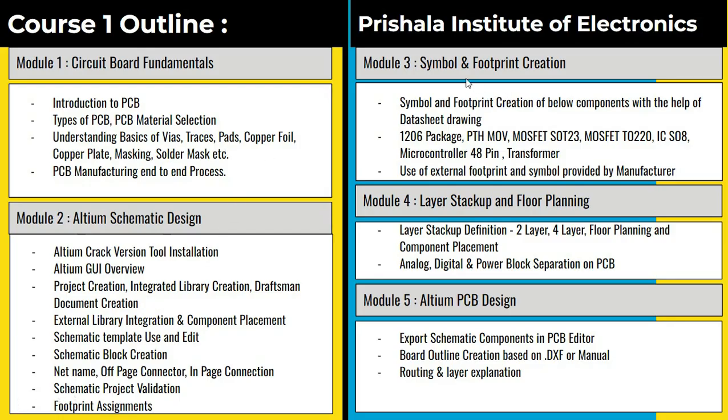In module number 3 it is symbol and footprint creation. So symbol and footprint creation of the below components with the help of datasheet drawing. How you gonna read the datasheet drawing, and by looking at the land pattern of the datasheet, how you gonna design the footprint. We are going to cover that. We are going to show you some of the components like 1206 package, PTH MOV, MOSFET SOT23 package, MOSFET TO220 package, IC SO8 package, microcontroller 48 pin, and transformer.